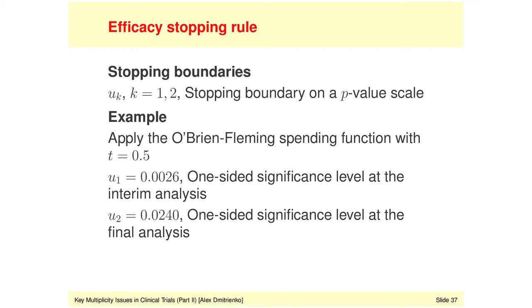Here I would like to mention that using the software tools that we discussed at the end of Module E, it is very easy to derive the one-sided significance levels at the interim and final. And if we assume the information fraction of 0.5, U1, the adjusted significance level at the interim, will be equal to 0.0026, and the adjusted significance level at the final analysis will be equal to U2, or 0.024.